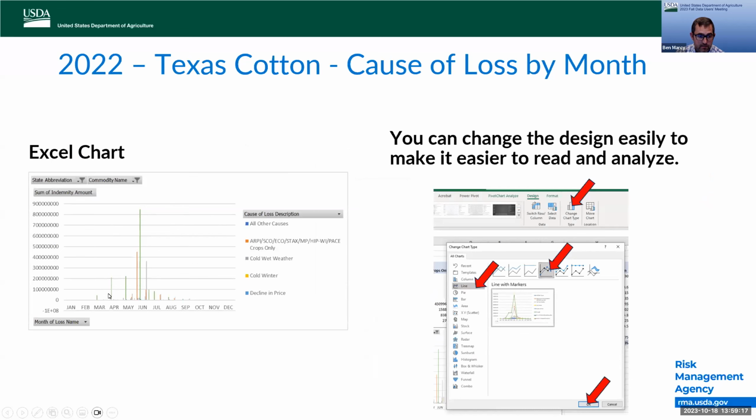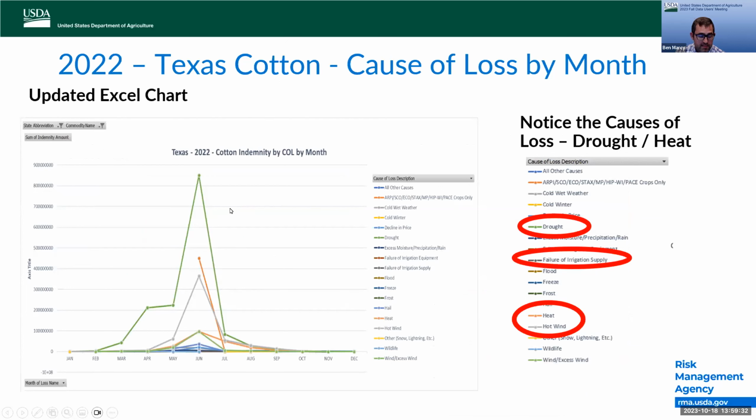So you can see the bar chart by month. You can go up and change this chart type into a line chart to view this a little easier, and that's something we've done here to make this easier to review. One of the things you can see here is the causes of loss for that 2022 crop year. Drought is the primary cause of loss over that time, and most of it occurred in June.